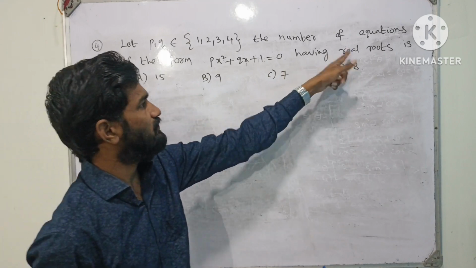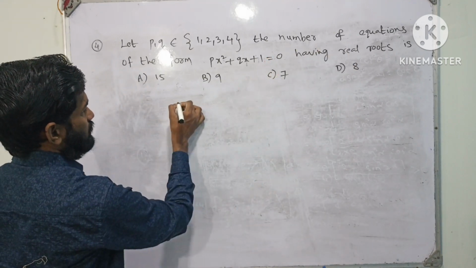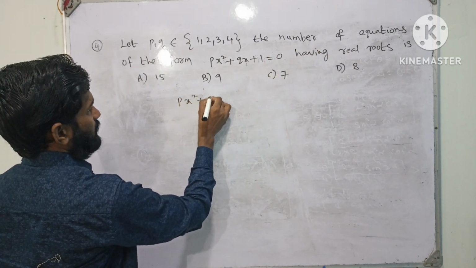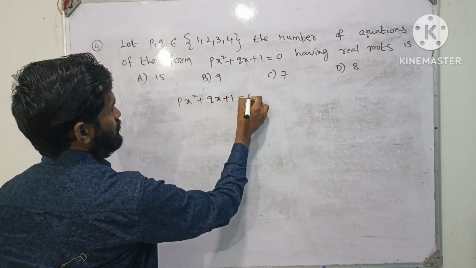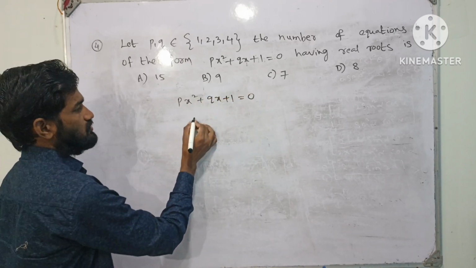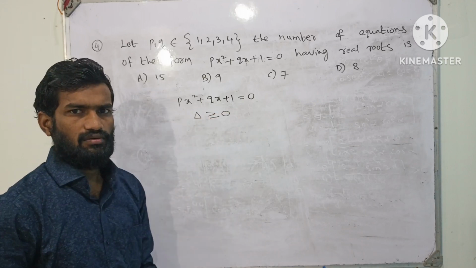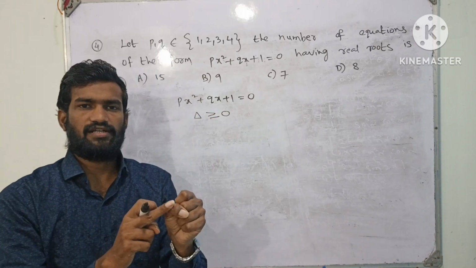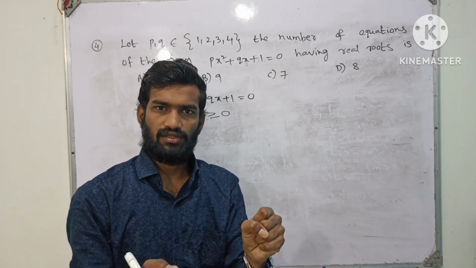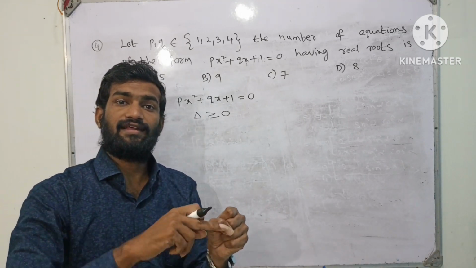So real roots means, for this equation, when will we get real roots? If it is the equation px square plus qx plus 1 equal to 0, when will we get real roots? Real roots we will get when discriminant is greater or equal to 0. Why greater or equal to 0? For greater than 0, roots are real and unequal. For equal to 0, roots are real and equal.